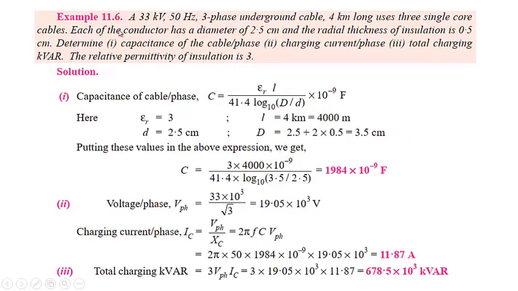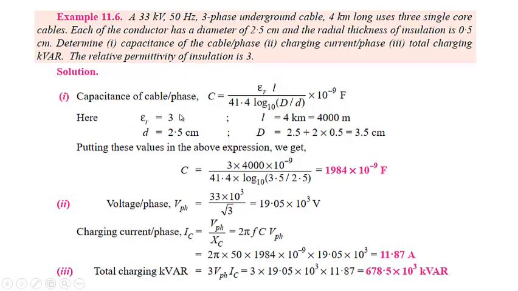Now one more problem: a 33 kV, 50 Hz, 3-phase underground cable 4 km long uses three single core cables. Each conductor has a diameter of 2.5 cm and the radial thickness of insulation is 0.5 cm. Determine the capacitance of the cable per phase, charging current, and total charging kVAR. The relative permittivity of the insulation is 3.